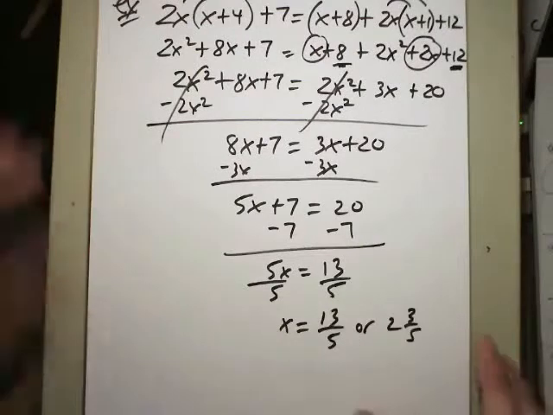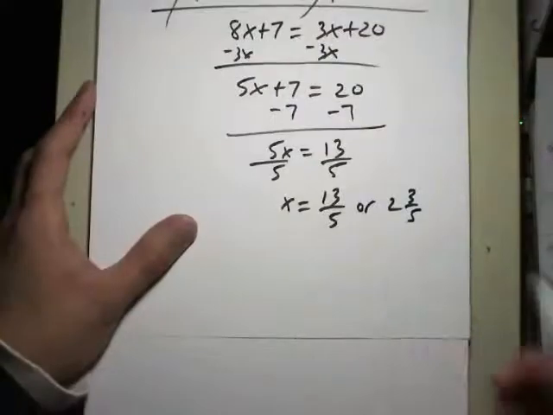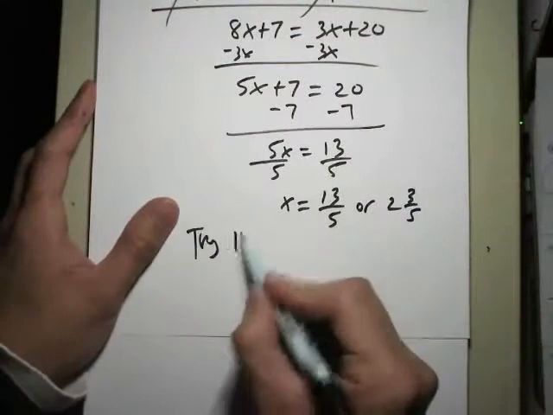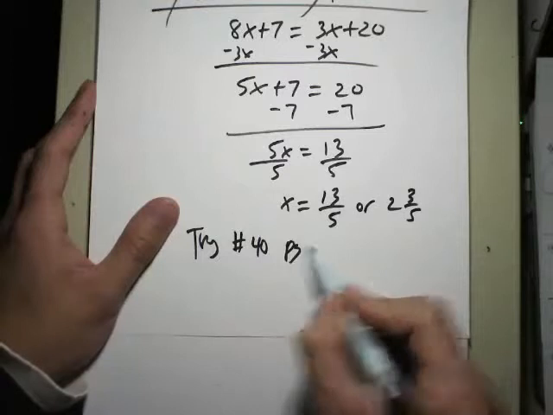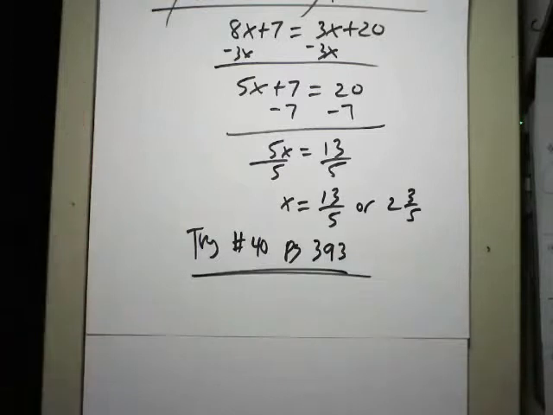It's okay to have a fraction, guys. It's not wrong to get something that's not a whole number. So in this case, try number 40 on page 393, and we'll discuss this tomorrow. Okay?